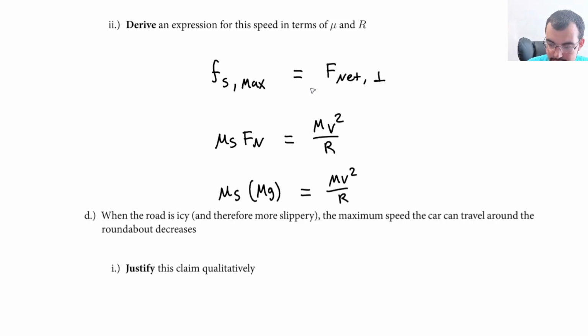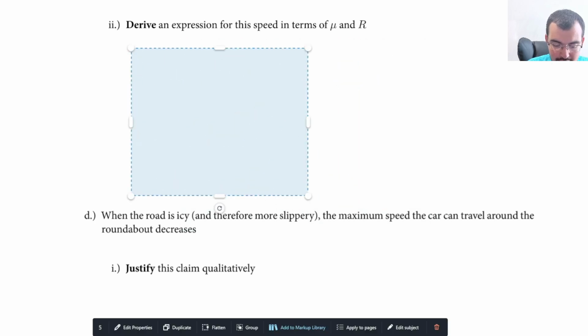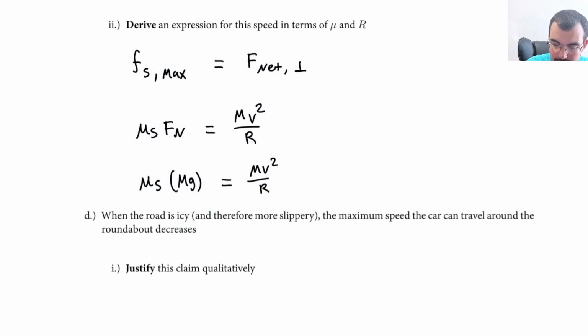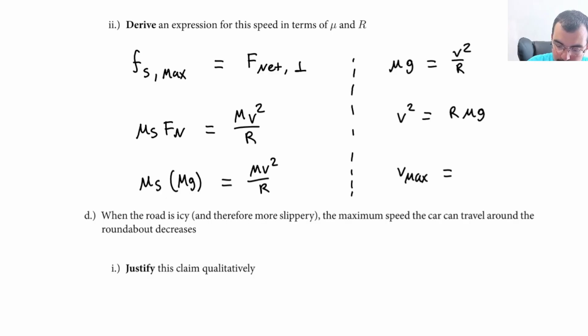So we can do some rearranging now. We see that everybody brought mass, so we get mu g is equal to v squared over r. So v squared would be equal to r mu g. So the maximum speed you could go would be the square root of r times mu times g.